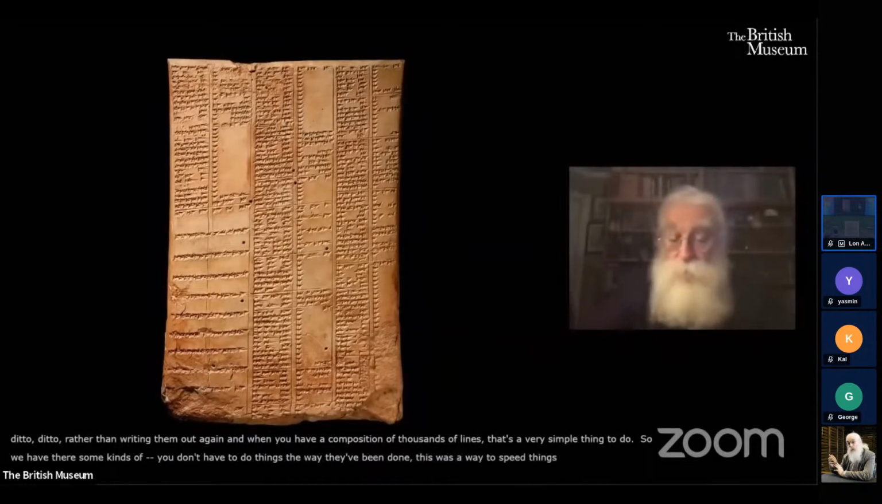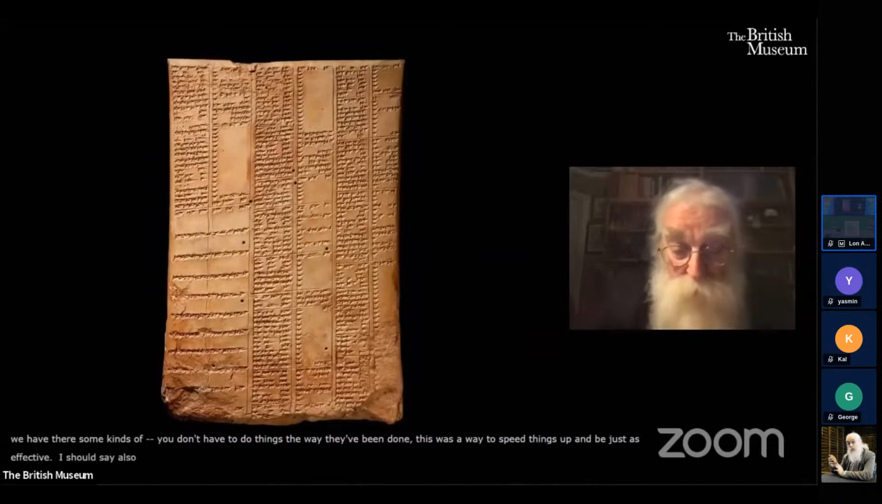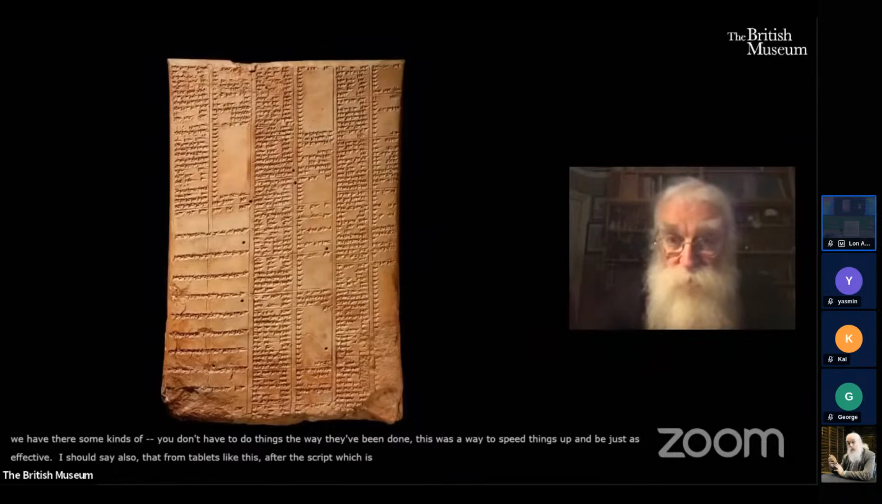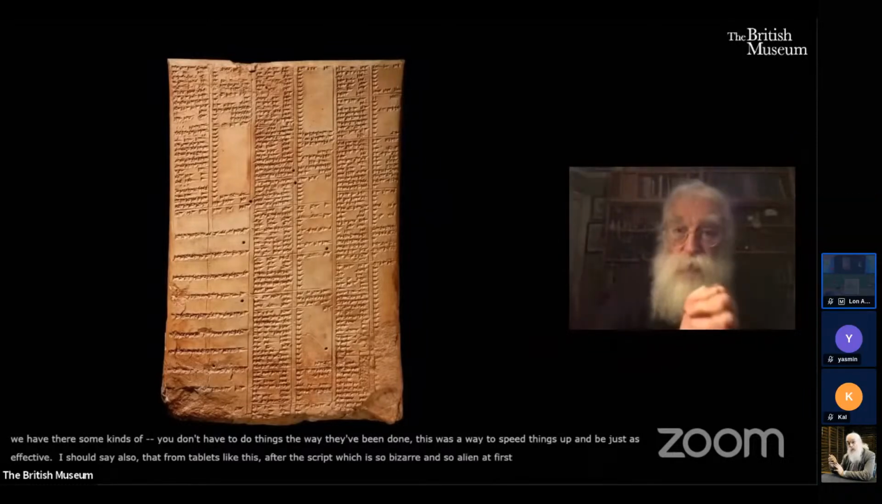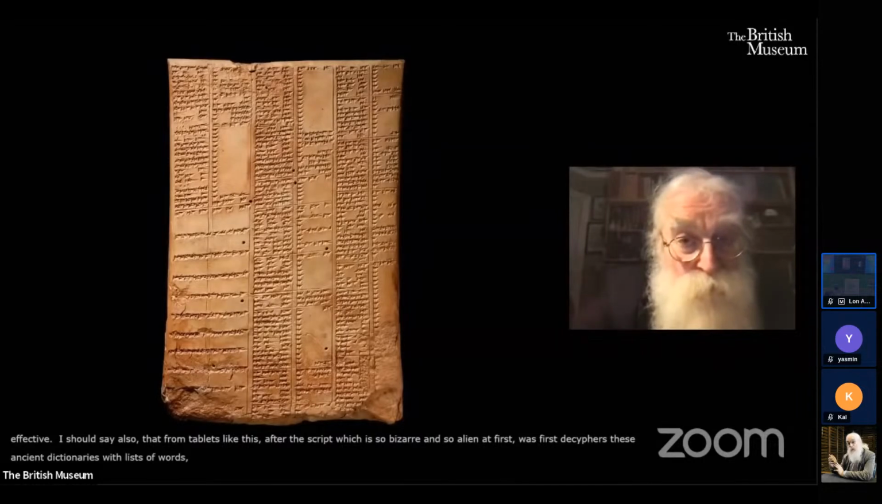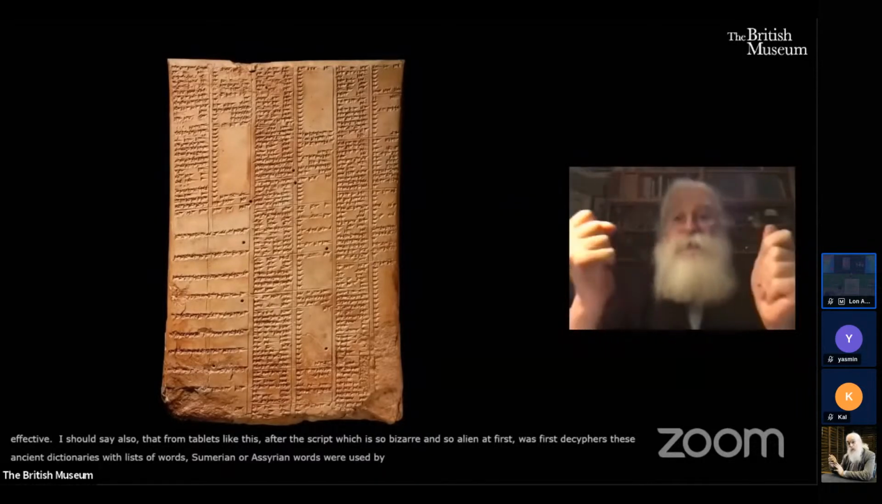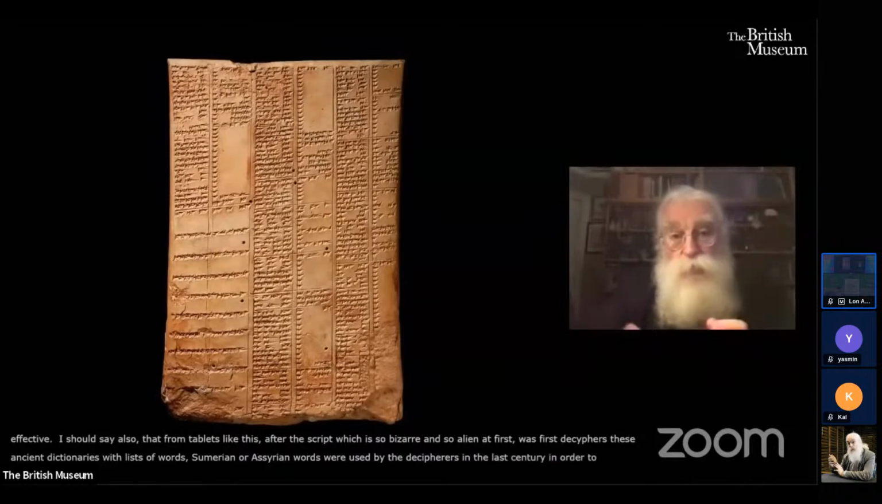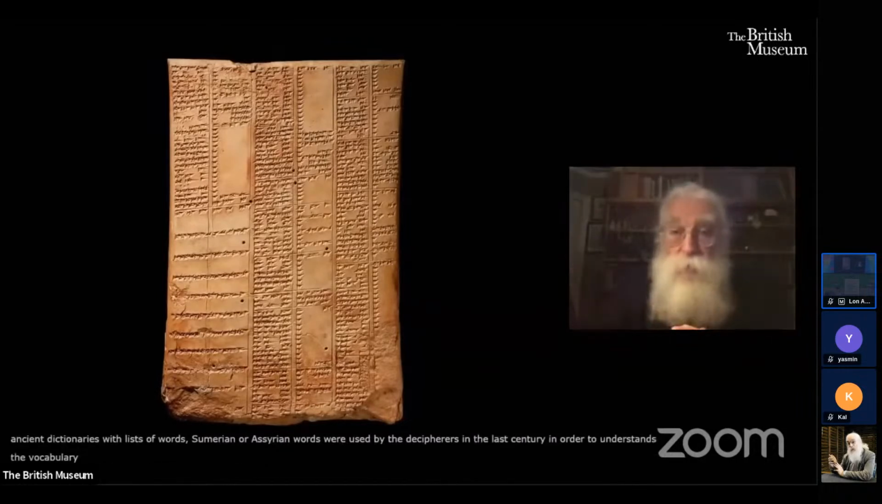Next, I should say also that from tablets like this, after the script, which is so bizarre and so alien at first, was first deciphered, these ancient dictionaries with lists of words, either Akkadian, Assyrian words, or even Sumerian and Assyrian words, were used by the decipherers in the last century in order to understand the vocabulary. So we had tools bequeathed to us from this library which helped us decipher the script, or I should say them decipher the script, so that we can read it.